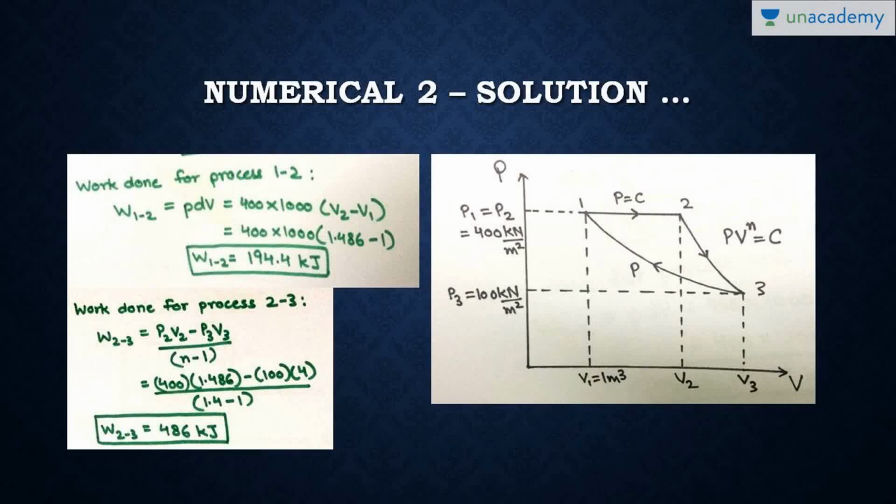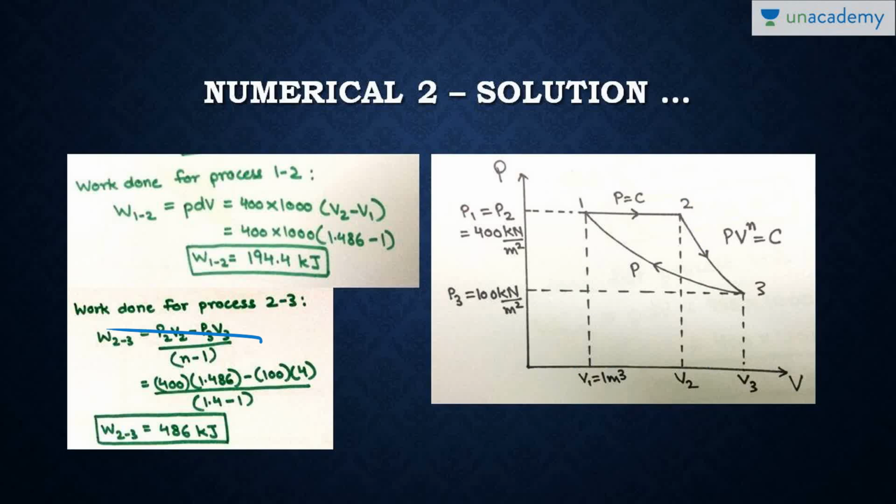So work transfer from 1 to 2 is equal to PdV. Pressure is given as 400 and change in volume, V2, you have calculated as 1.486. So work transfer from 1 to 2 is 194.4, which is the complete area of this rectangle.